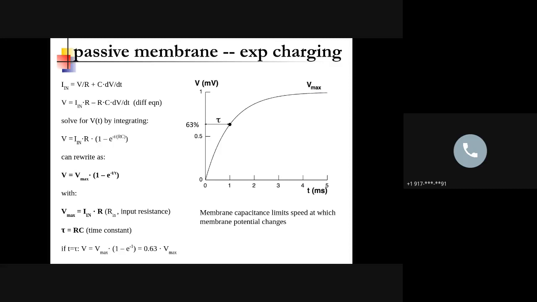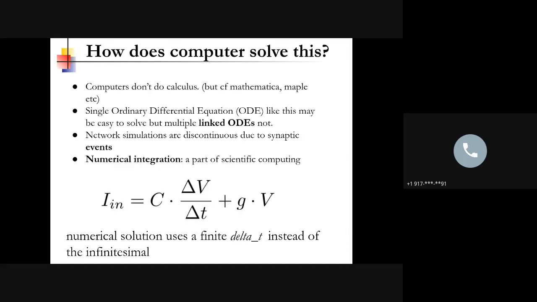So the capacitance is what limits the speed at which the membrane potential charges. One thing you can do with NEURON is to show that by simply removing the capacitance, setting capacitance to zero, you just get a ramp of instantaneous change. You can also change resistance to zero, sorry, and that gives you more of the ramp. So that's worth playing with to see what that looks like.